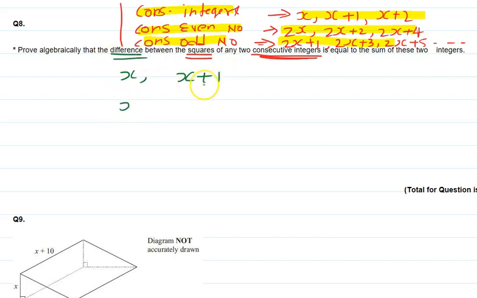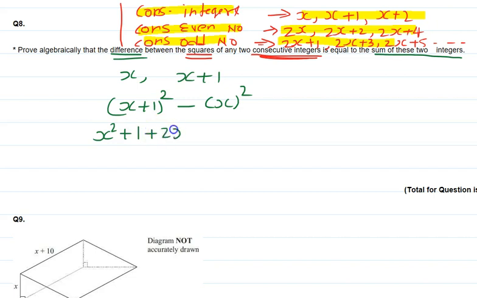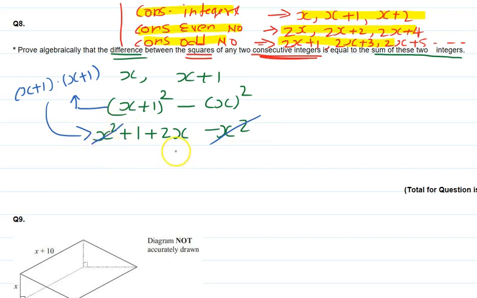So difference, so this is the bigger integer, so this is the square, and difference is a minus sign, and it is x square, is equal to the sum of the two integers. So (x plus 1) is squared. If you expand it, it will be x square plus 1 plus 2x and minus x square. How am I getting this? If you multiply x plus 1 times x plus 1, you will get this. You can always check. Now this minus x square and plus x square cancel out, and we are left with 2x plus 1.